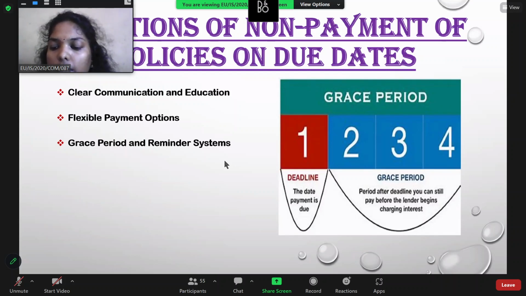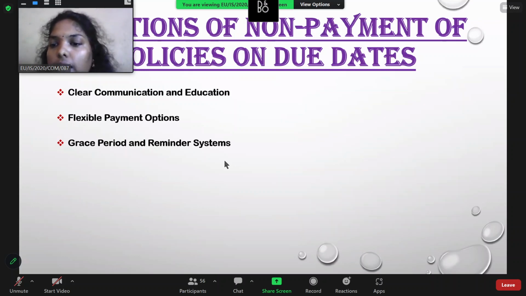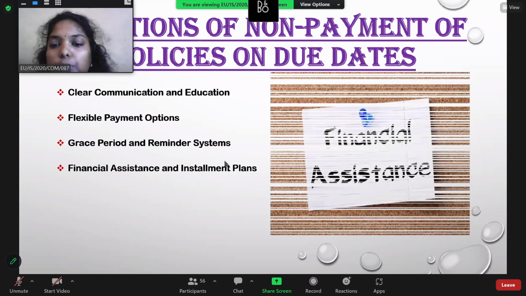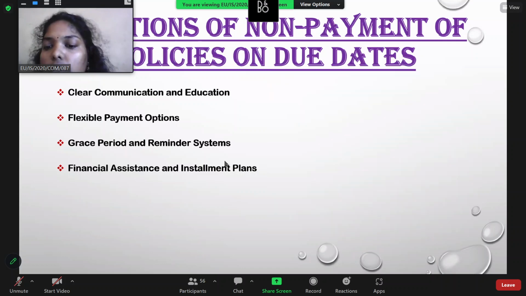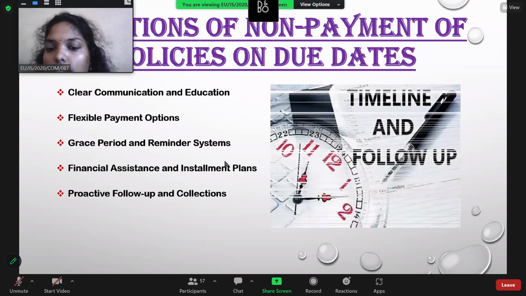This can help retain policyholders and maintain their coverage even during challenging times. Next, proactive follow-ups and collection. Next, continuous monitoring and analysis.